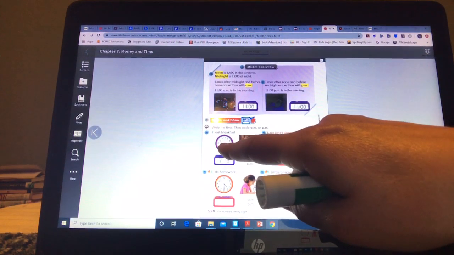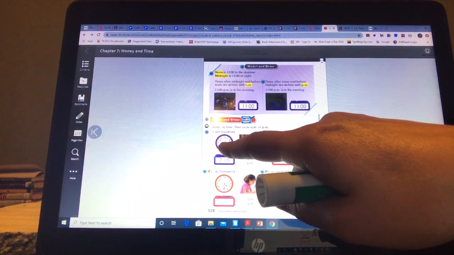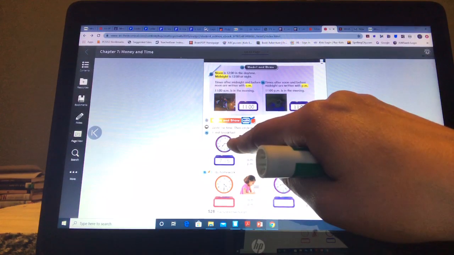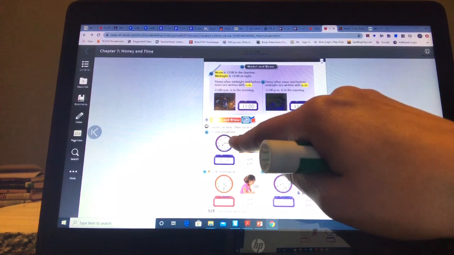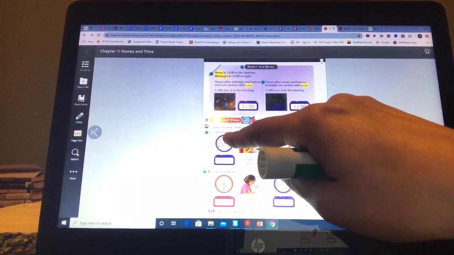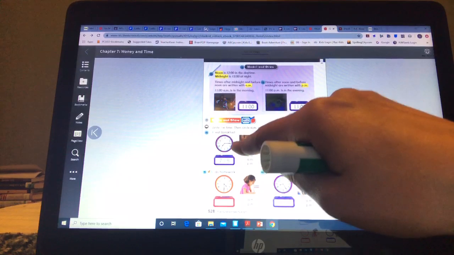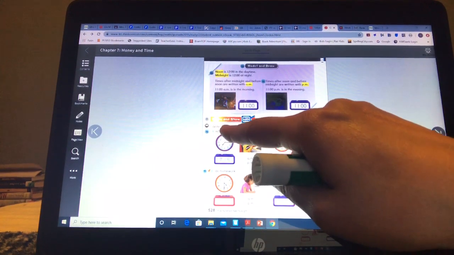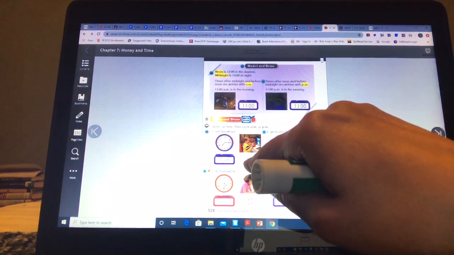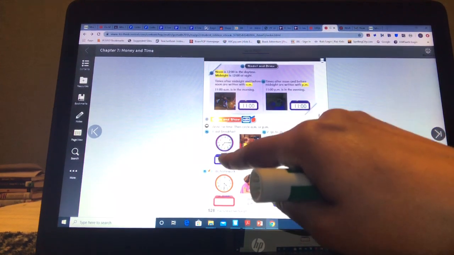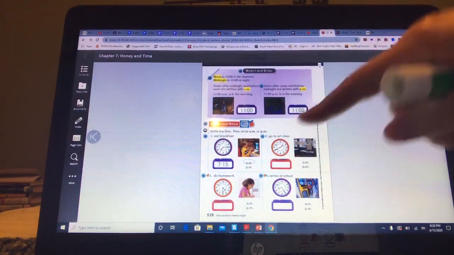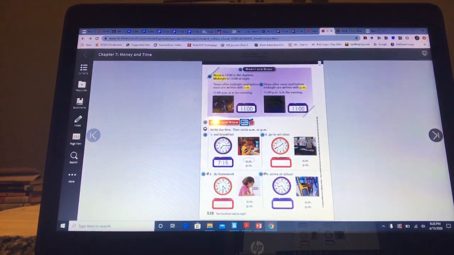I see my hour hand is pointing a little past the 7, so that's my hour, and my minute hand is at the 3: 5, 10, 15. So it would be 7:15. And it says eat breakfast. Well, I would eat breakfast in the morning, so I would say 7:15 AM.